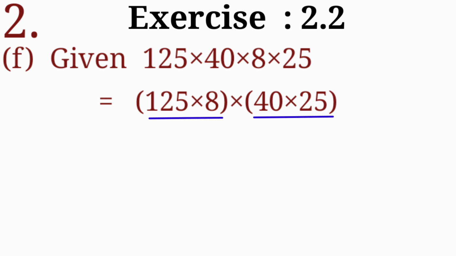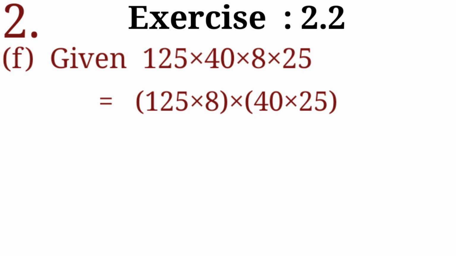2 numbers in one pair and 2 numbers in another pair. So if I take 125 into 40 in one pair and 25 into 8 in another pair, that will also be okay. And already, in the last question, we took 125 into 8 in one pair and 40 into 25 in another pair. So it is totally up to you how you rearrange to make your calculation easier. So I am going to take 125 into 8 in one pair and 40 into 25 in one pair.